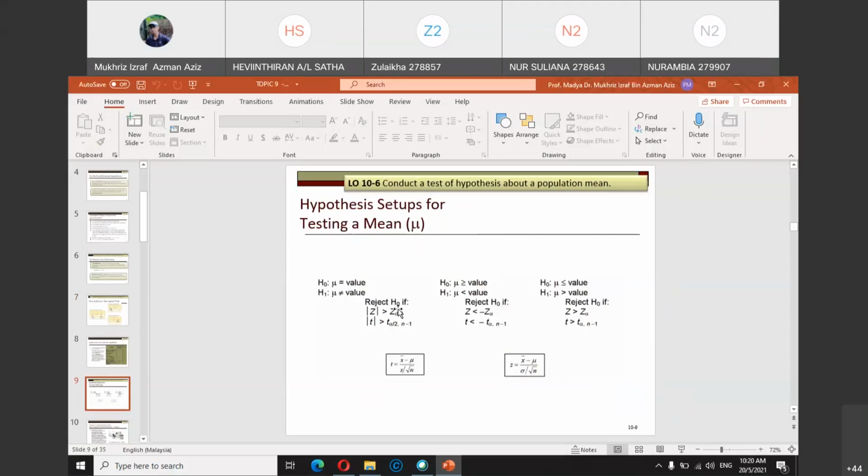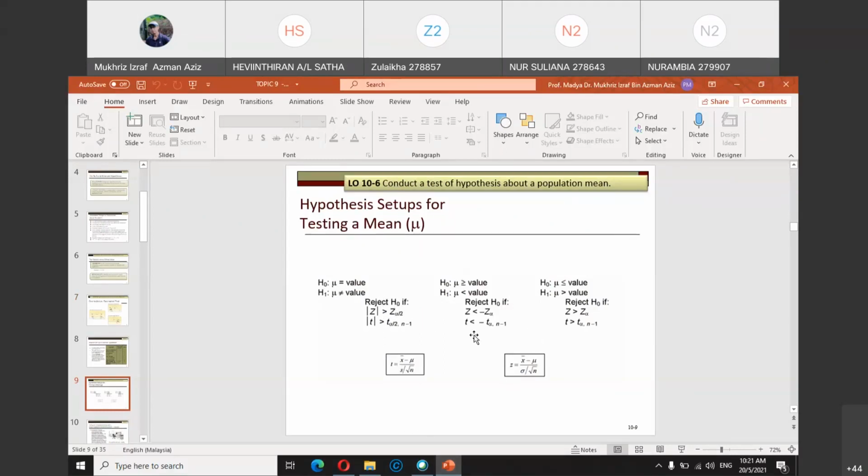When are you going to reject H0? Remember, whenever you start the statement of reject, your decision rule will always refer to H0, whether you reject or do not reject H0. You're not going to write reject or do not reject H1. The decision is always about H0. If you're going to support H1, it means you are going to reject H0. If you cannot support H1, it means that you cannot reject H0.